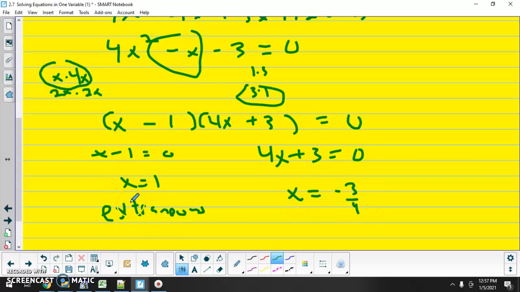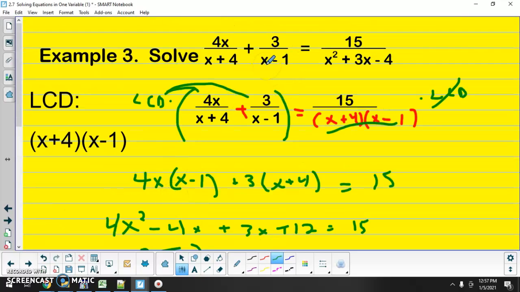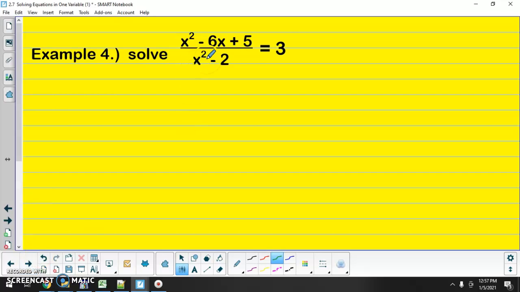Okay, so remember why this is extraneous? It's because if you substitute it back in, you're going to get division by 0 here, 3 divided by 0. Okay, so that's a bad thing. All right, let's look at this next one here.